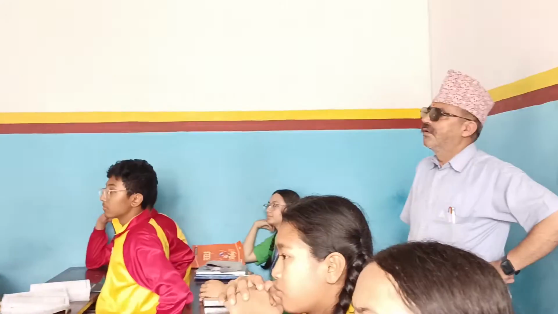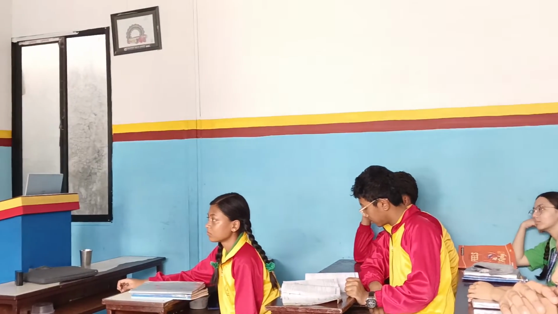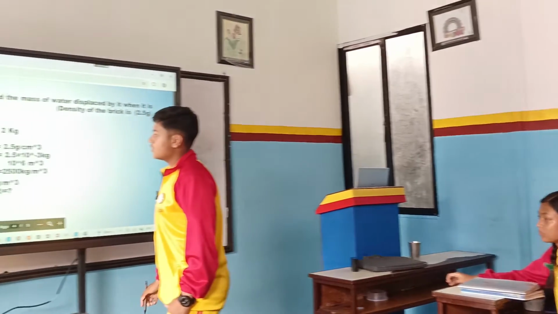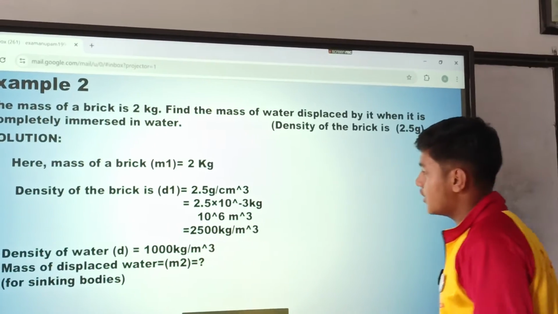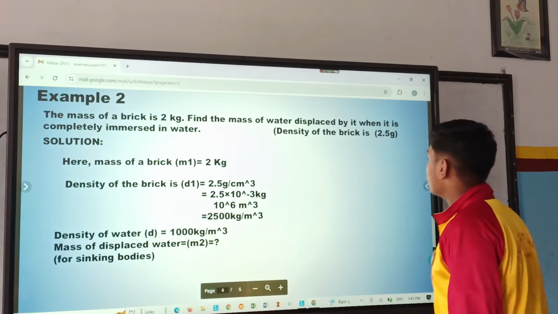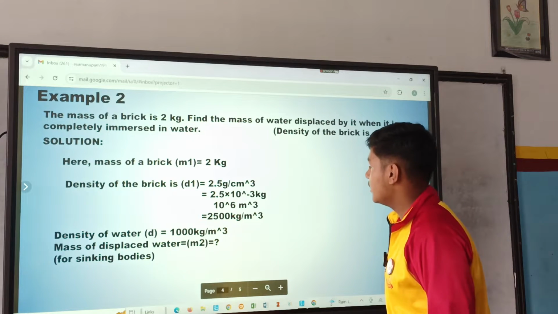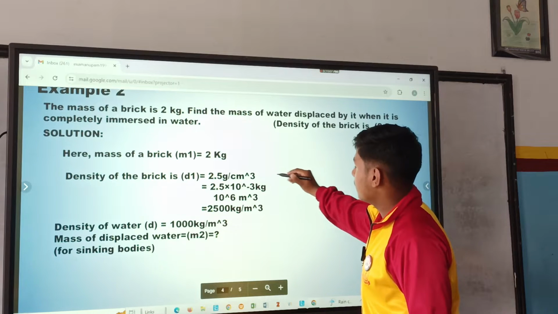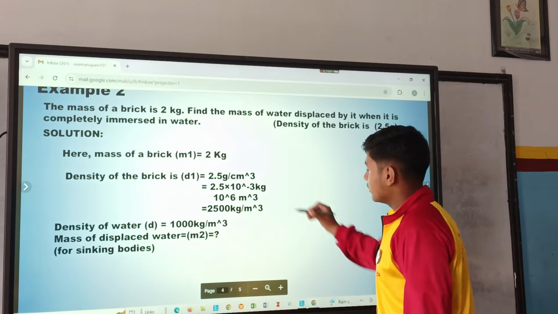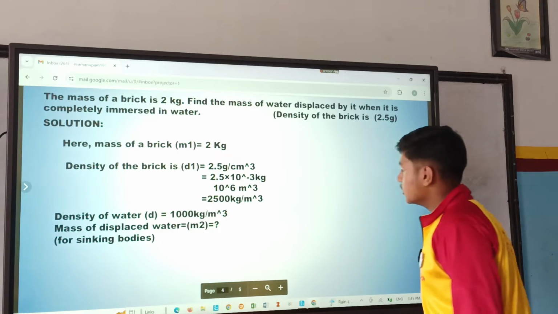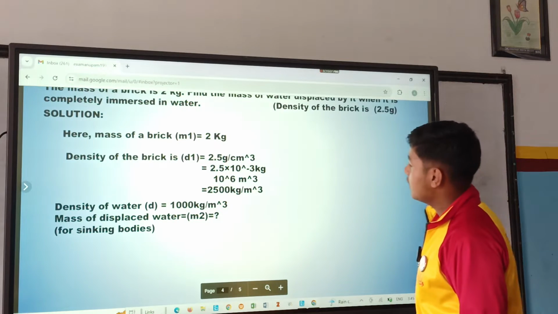Example 2: the mass of the brick is 2 kg. Find the mass of water displaced by it when it is completely immersed in water. The solution: here the mass of the brick is M1, 2 kg, and we need to find the mass of the water displaced. Now the density of the brick D1 is 2.5 g per cm cube. After the calculation, the answer is 2500 kg per meter cube.